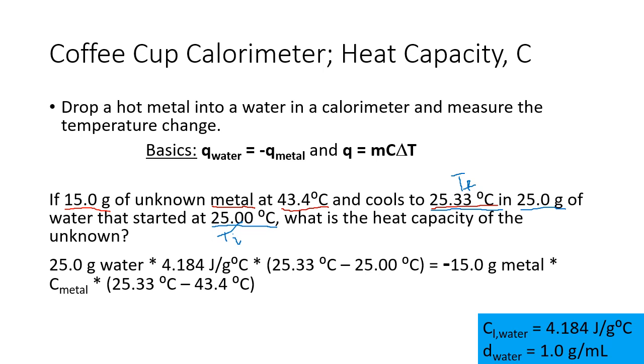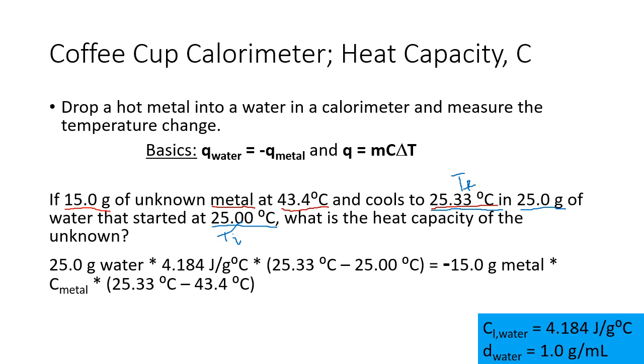So that's 15 grams of metal times the heat capacity of the metal times the final temperature, 25.33, minus the initial temperature, 43.4. Now, 25 minus 43 is going to give us a negative number, but a negative of a negative is, you guessed it, a positive.